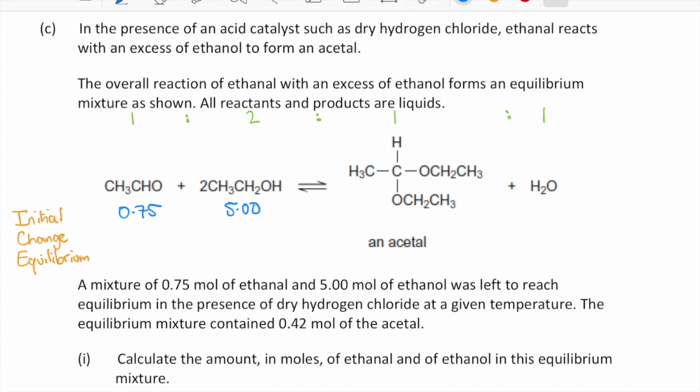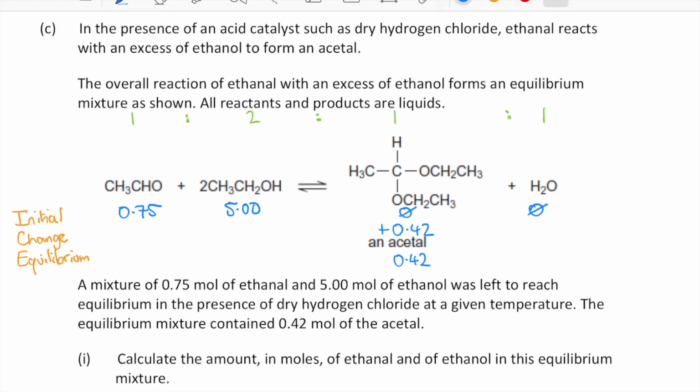And if they haven't mixed, that means the reaction hasn't taken place. So clearly our products must be 0. We haven't made any yet. And then the other value they give us is the number of moles of acetal at equilibrium, which is 0.42. So we can see very easily that the change in acetal is 0.42, or an increase of 0.42.